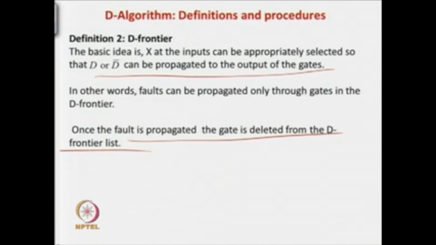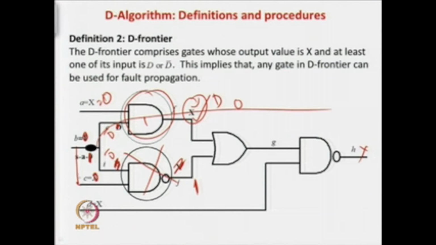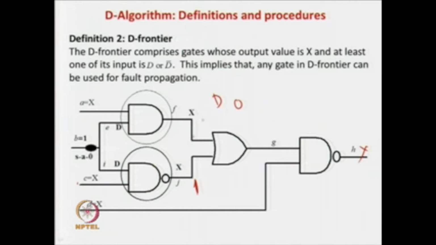If you have gone for the general case, that is the non-modified case, then you have these two gates in the D frontier, this gate and this gate. Now it is up to you whether you select this gate or that gate as the D frontier to propagate the value of the fault. Once you have selected this gate for fault propagation, then this is deleted. But there is option 1 and option 2.